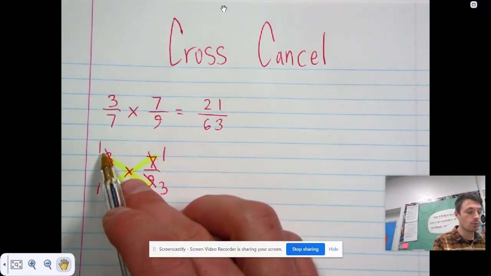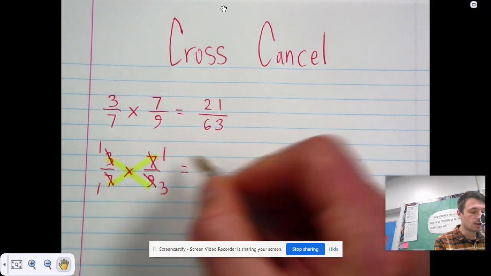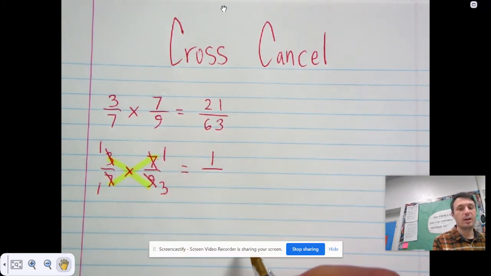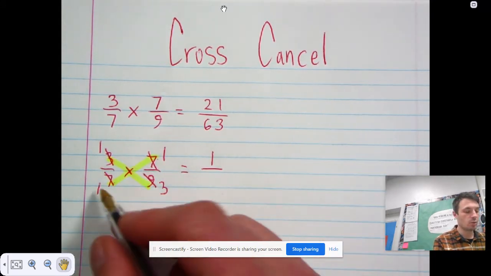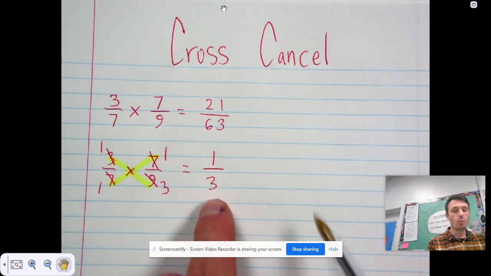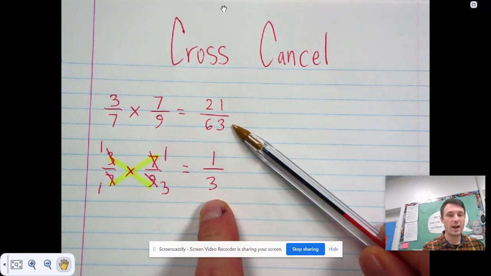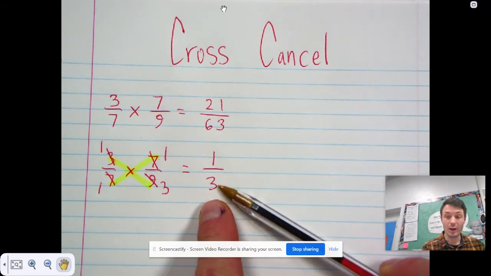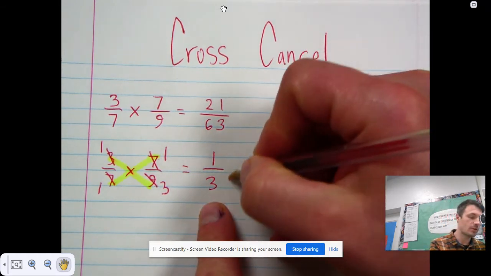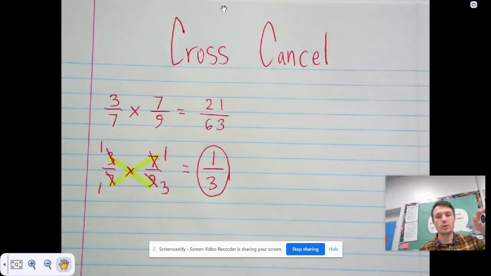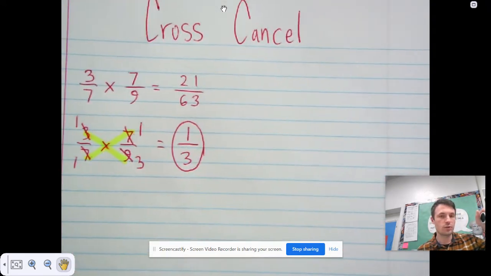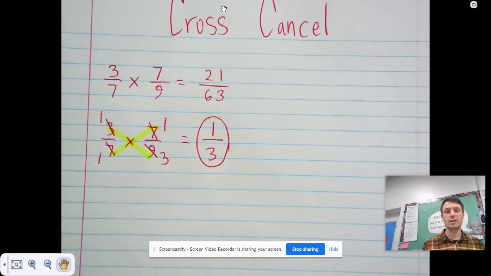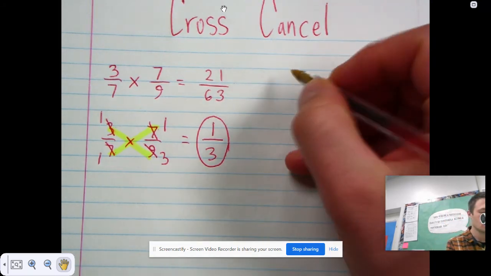Now I multiply my numerator times my numerator. 1 times 1 is 1. And I multiply my denominator times my denominator. 1 times 3 is 3. And 1/3 is the same value as 21 over 63, but it's already in simplest form. So that's my final answer. So let's do another example, just in case you're still confused about what cross-canceling is and how it's done.